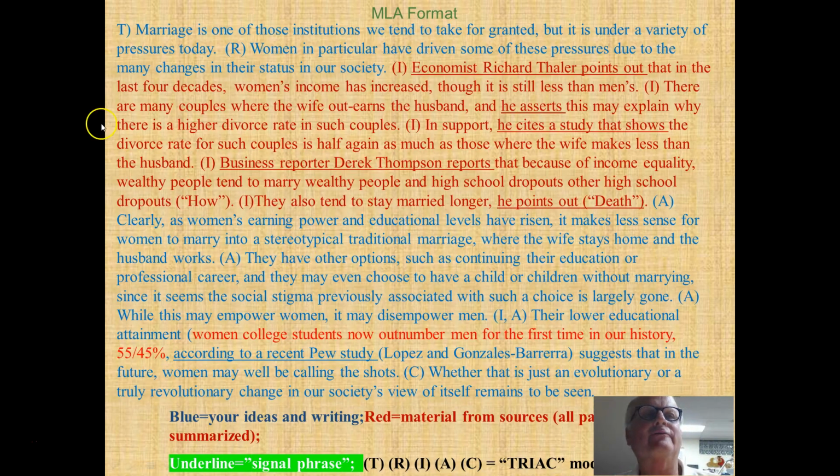So here's my paragraph. Here's my topic sentence. Marriage is one of those institutions we tend to take for granted, but it is under a variety of pressures today. This is entirely me, okay? I didn't get this idea from any place else. I'm just older. I've been looking around. I put it in blue because these are my words. This is my topic sentence. The topic is marriage, and it's an issue. It's an area under stress. We all kind of know that.